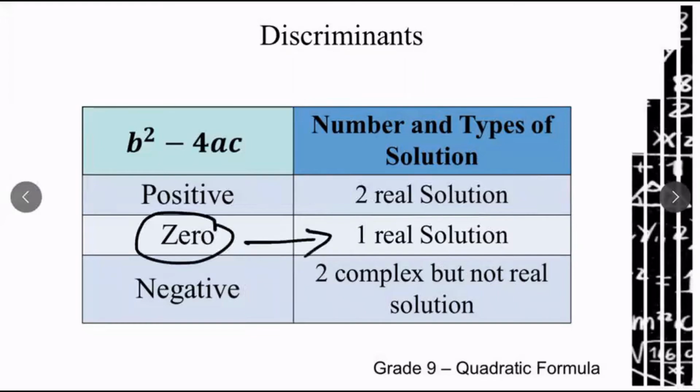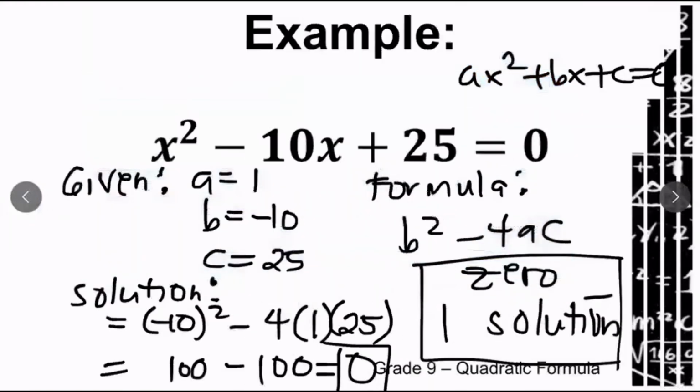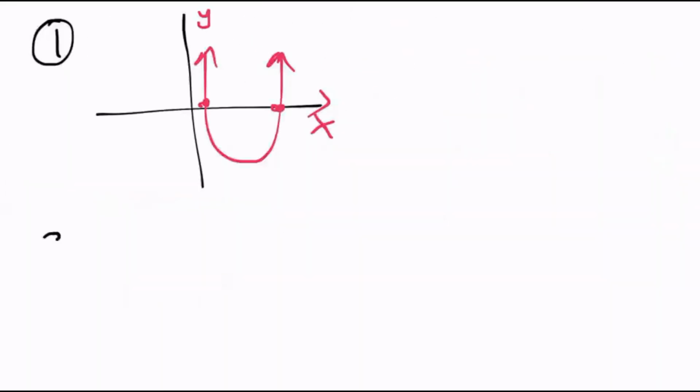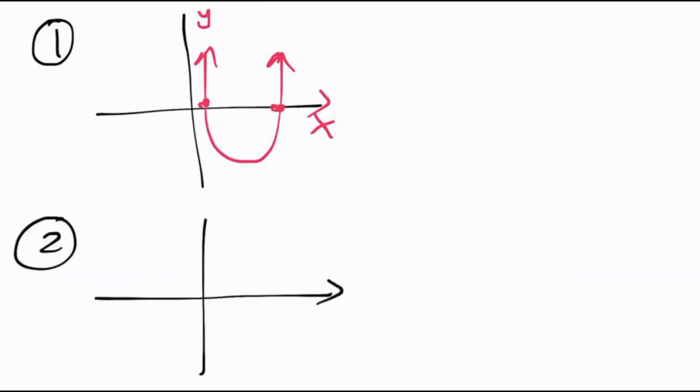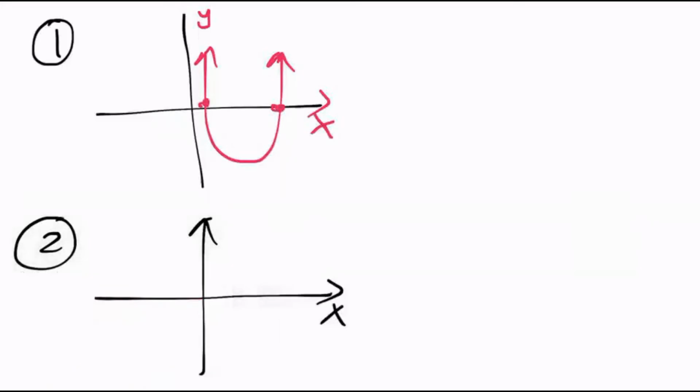Therefore, there is only one real solution, or there is only one solution. So meaning our answer is this one. So going to our whiteboard, for our second example, ano magiging graph natin? It only touches our x-axis once. It could be like this one. So therefore, that will be our probable graph.